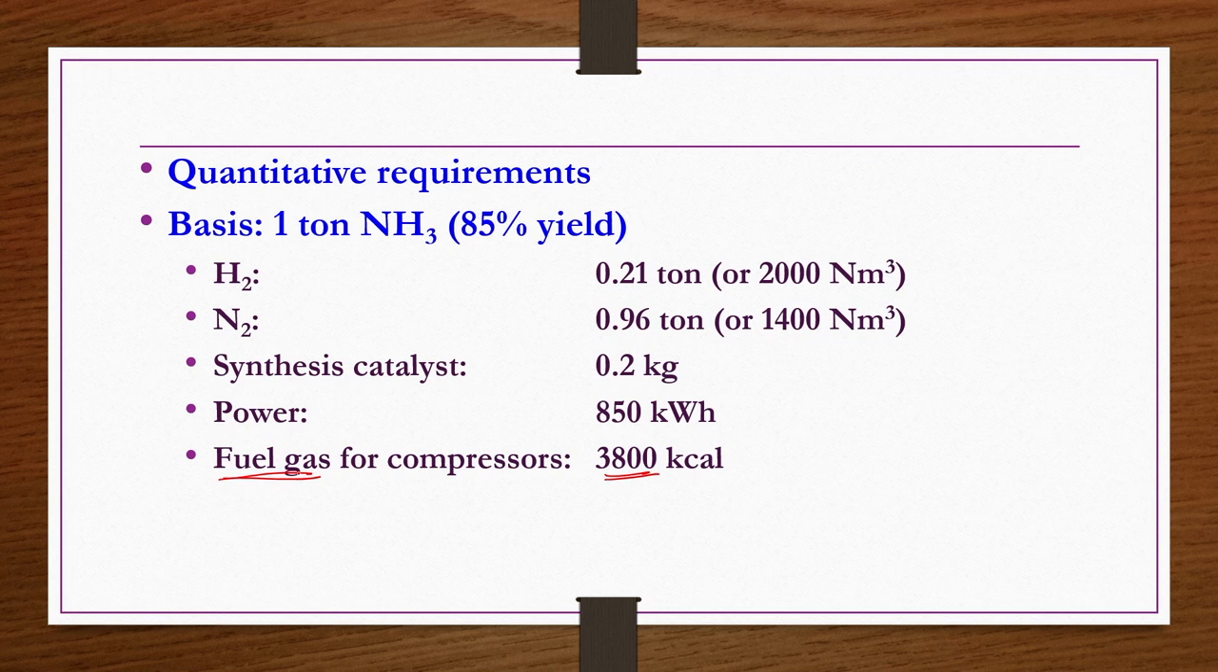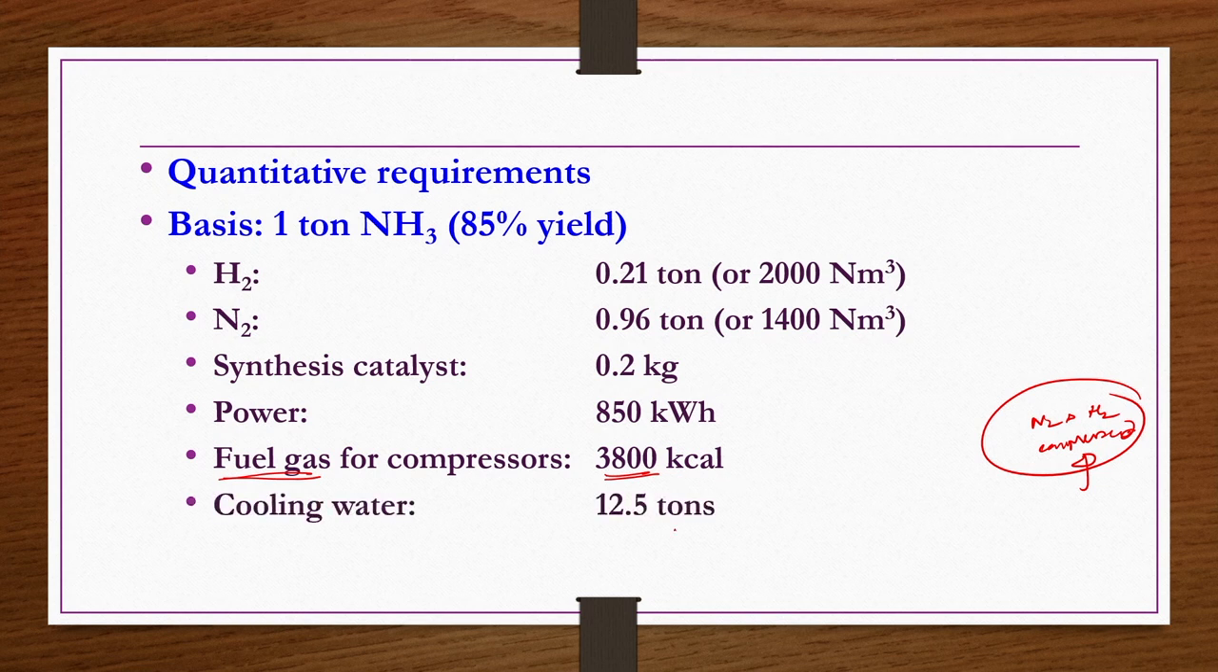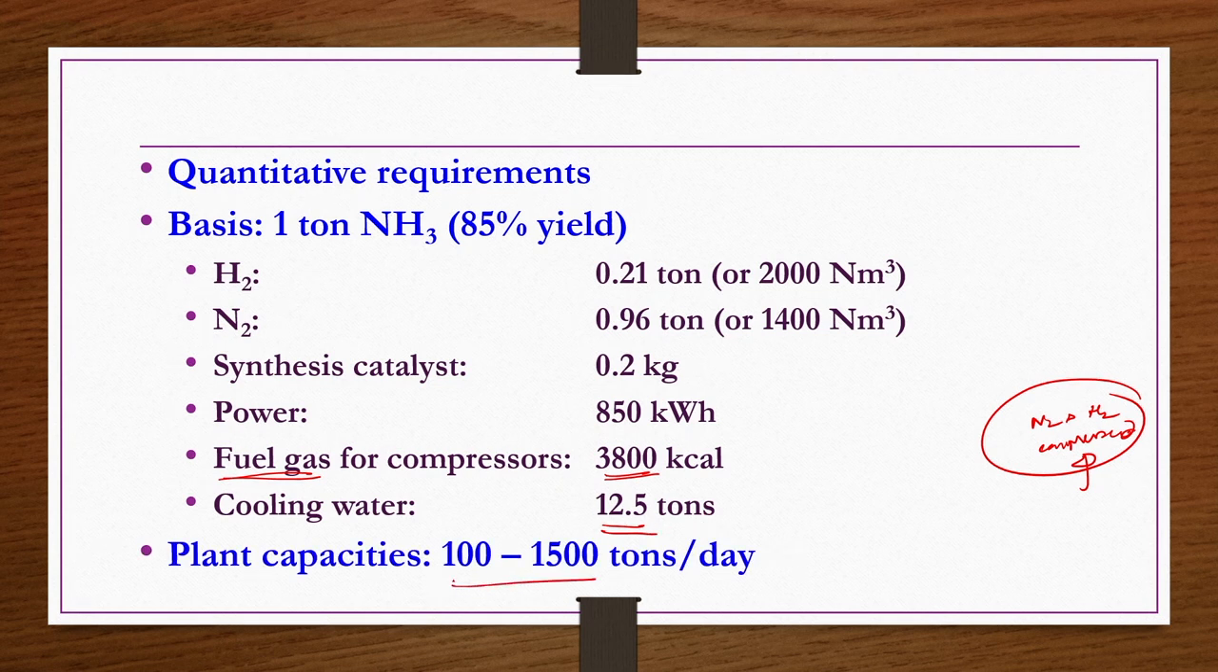These fuel gases are very essential because, as we have seen in the previous slide, N2 and H2 are compressed and our reaction takes place at high pressure. If you are compressing to high pressure, obviously efficient compressors are required. For those compressors, fuel oils are generally used, and those fuel oils having some energy, like 3800 kilocalories, is very essential. Then cooling water, because these reactions are exothermic as well as high temperature and high pressure reactions, so maintaining the required temperature and pressure is necessary. Accordingly the cooling water requirement would also be there, here 12.5 tons. Plant capacities are 100 to 1500 tons per day.